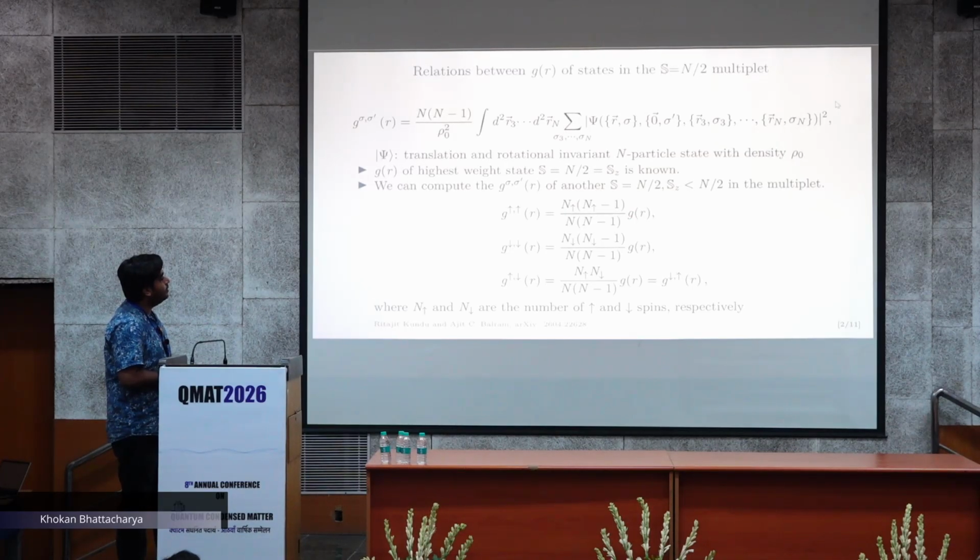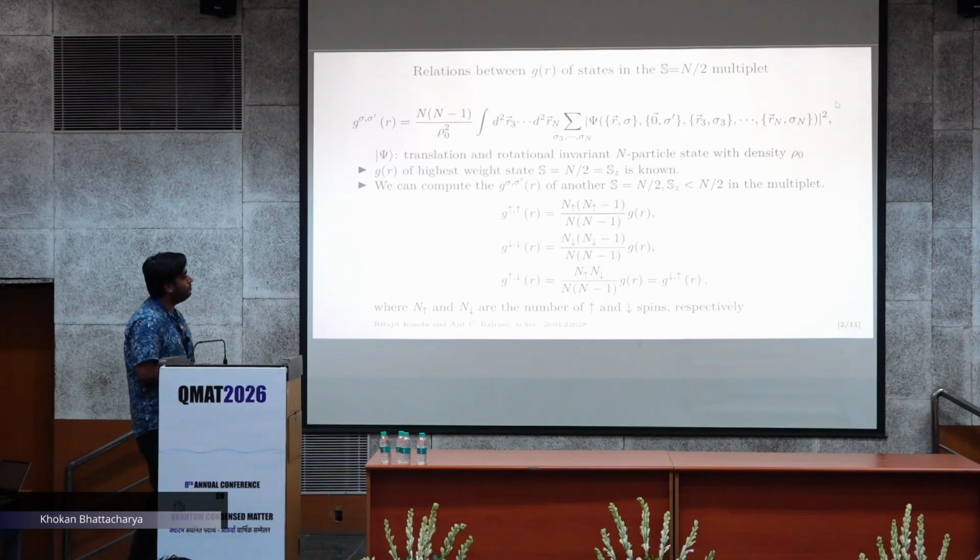On the right hand side, these g(r)s are the pair correlation of the highest weight state, and on the left hand side we have pair correlation functions of this particular state which has Sz smaller than N by 2, and there are some simple looking factors you have to multiply. So it is just a rescaling of the original pair correlation of the highest weight state. Physically, these factors are nothing but ratios of the number of pairs of a given flavor divided by the total number of pairs. You have to do it for each flavor differently, and you basically generate the pair correlation for all different flavors for a given Sz.